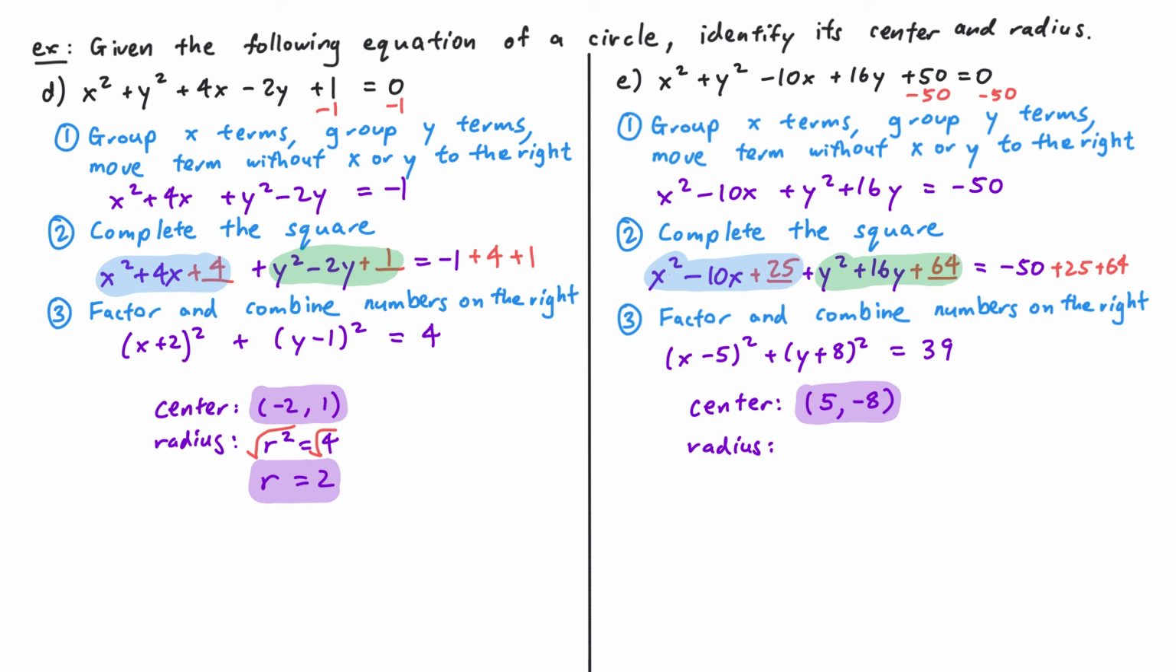For the radius, we know that the right-hand side of our equation is the radius squared. So we have r squared equals 39. If we want to find the radius, take the square root of both sides. We get the radius is equal to square root of 39.